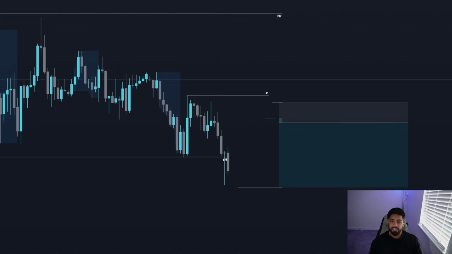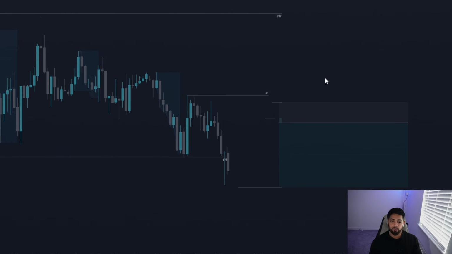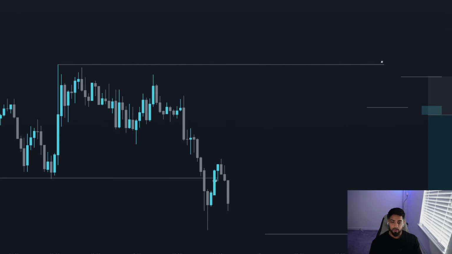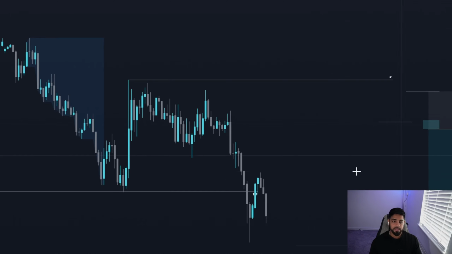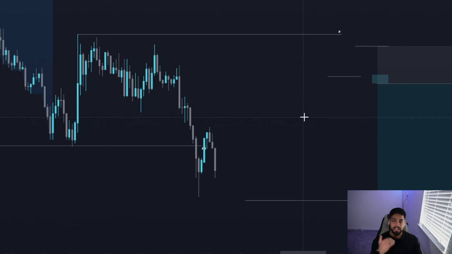Now, on the hourly, we've identified that we're inside of this complex pullback. So what do we do? We now drop down to the lower time frame, which for me was the 15-minute. And now on the 15-minute, we can start to identify the structure that is being built up here.